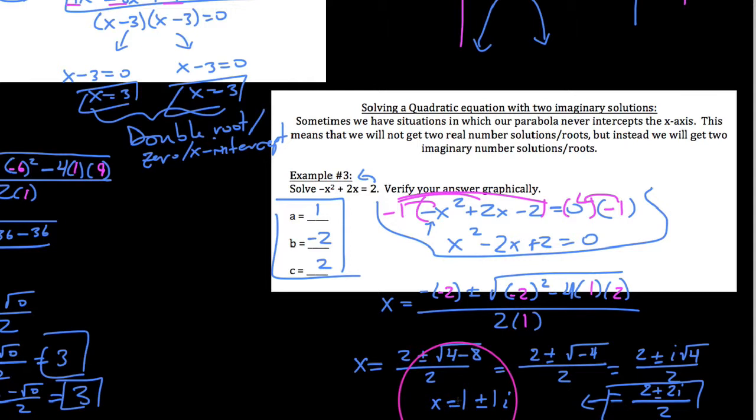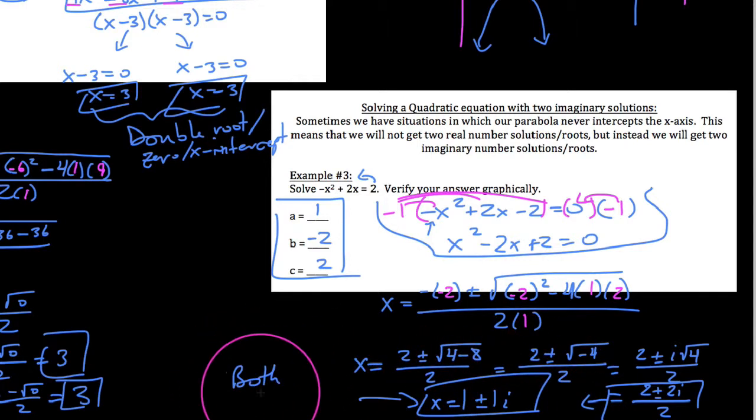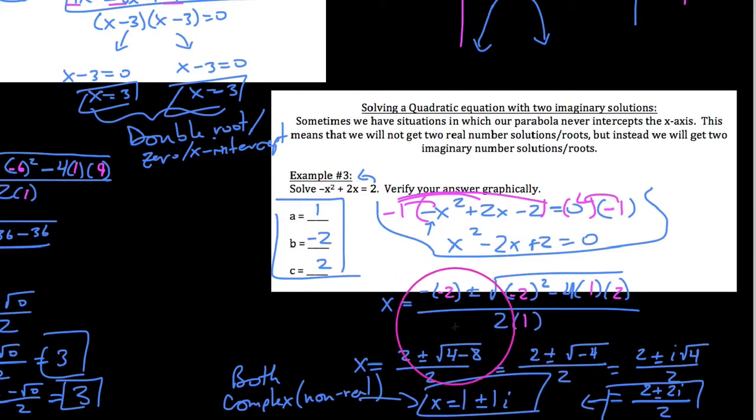So we got two answers on this one. We're going to make a little commentary on this one, but we say both non-real, or both complex, but we want to say non-real. And the reason why we say non-real is because it has no real x-intercepts. We must have a parabola that never hits the x-axis.